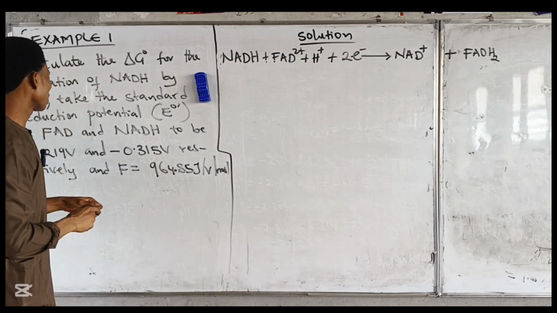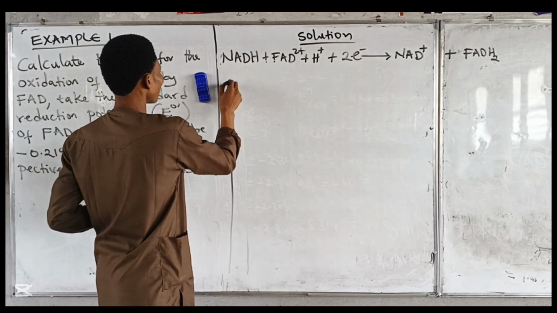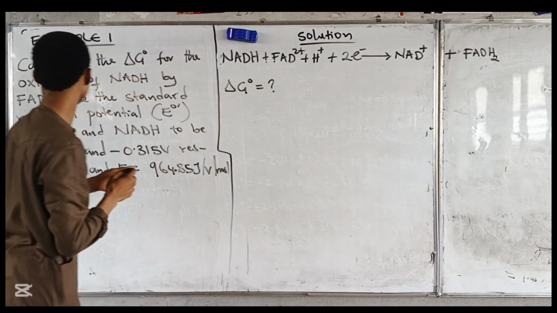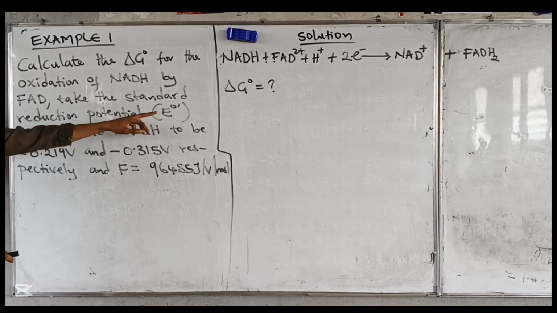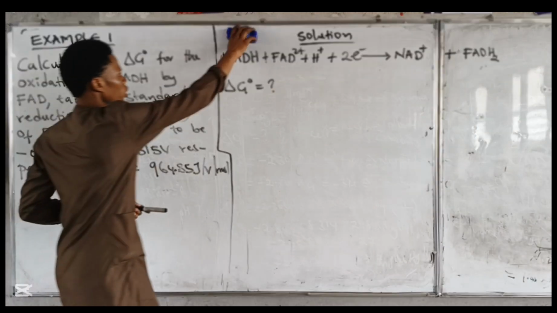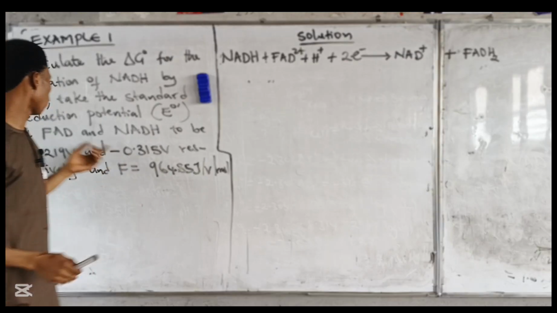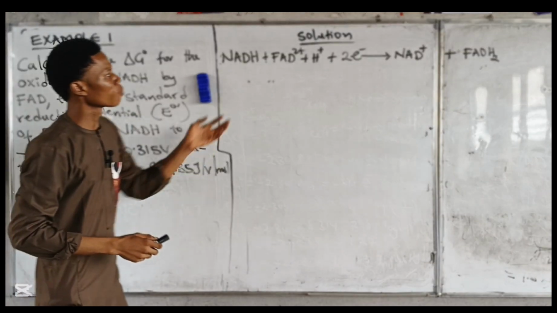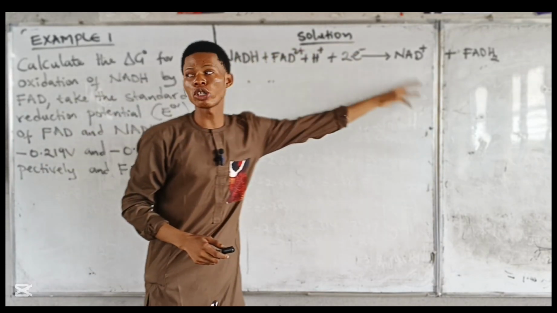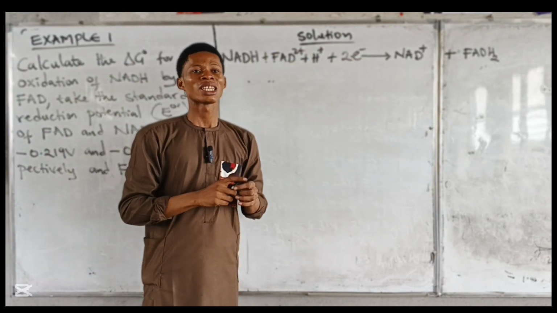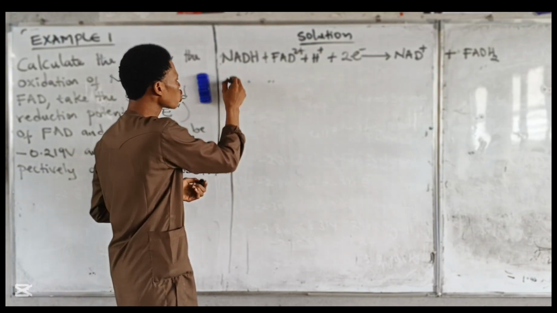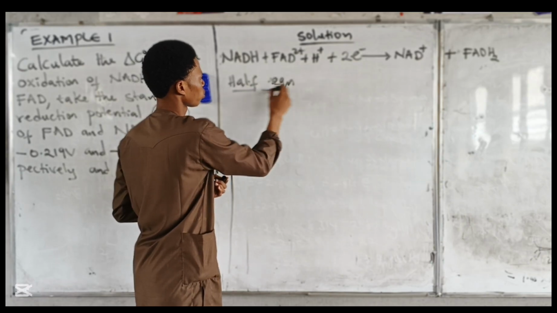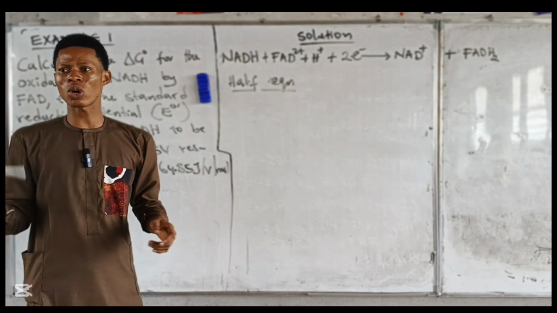We were asked to find delta G naught, right? Delta G naught we don't know. We are given E naught for FAD and E naught for NADH. But now look at this. The first step is to write the whole equation of reaction, the overall equation of reaction. The second step is to divide this overall equation into half equations.